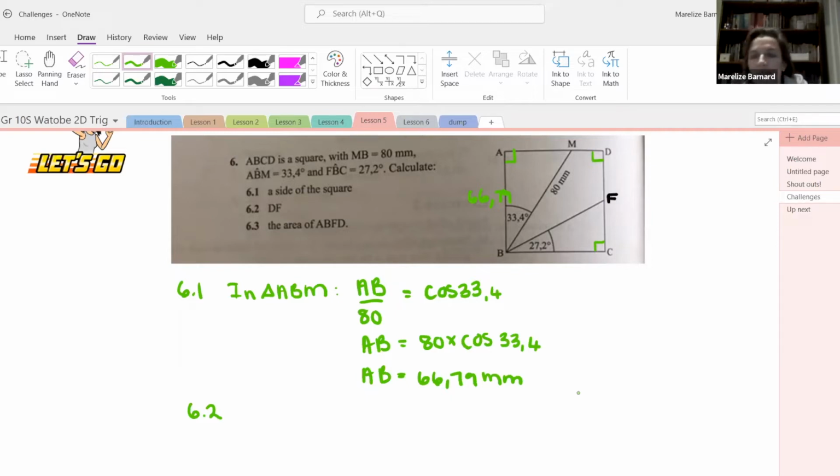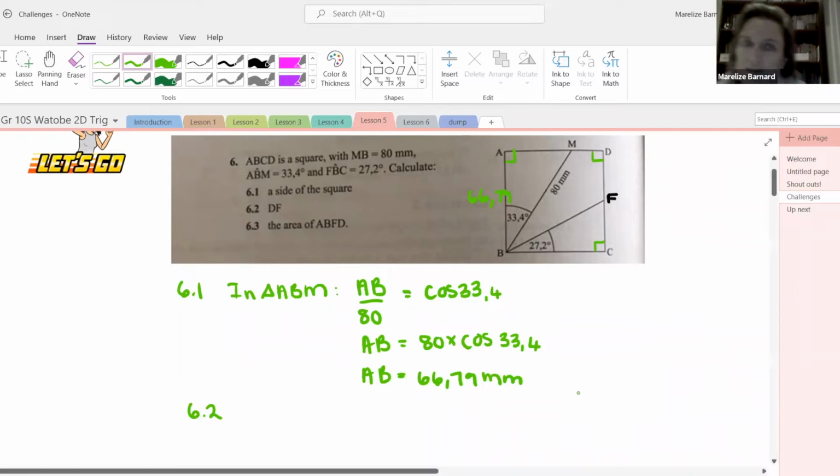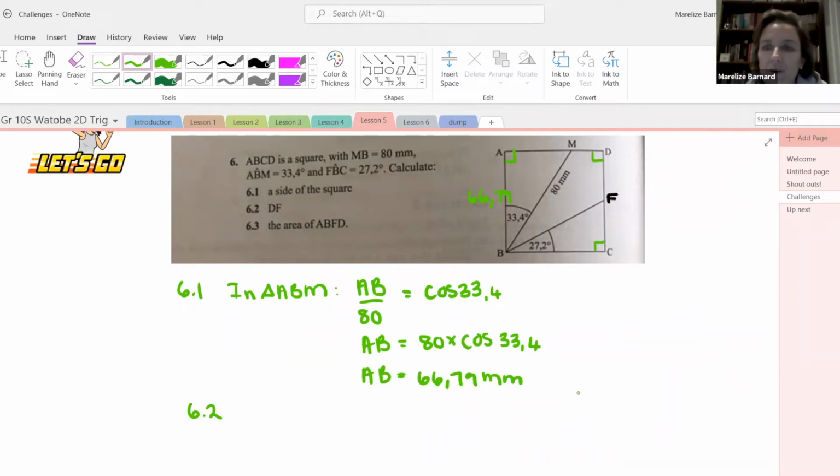This shape is a square, so it does have all the sides equal. Amakle, what are you thinking? Do you want to tell us? Ma'am, I think we're going to calculate triangle BFC and then subtract the answer from 66.79. Yes, I like that plan. That is a good plan. So we're first going to find FC.